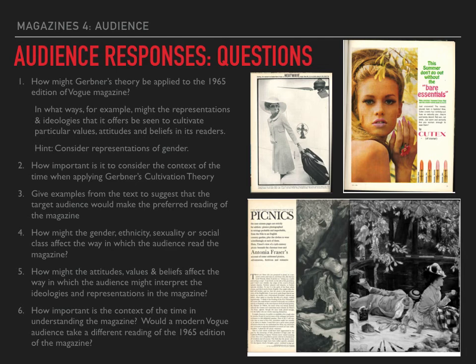Number 4, how might the gender, ethnicity, sexuality, or social class affect the way in which the audience would read the magazine? Number 5. How might the attitudes, the values, and the beliefs affect the way in which the audience might interpret the ideologies and representations in the magazine? And then finally, number 6. How important is the context of the time in understanding the magazine? Would a modern Vogue audience take a different reading of the 1965 edition of the magazine?